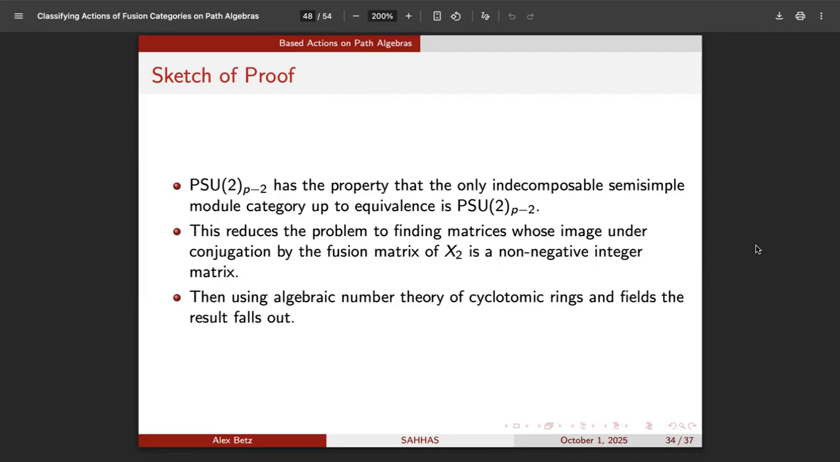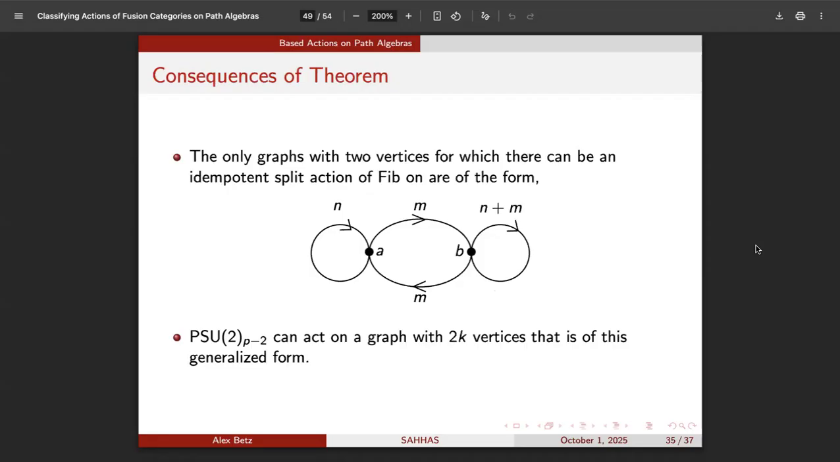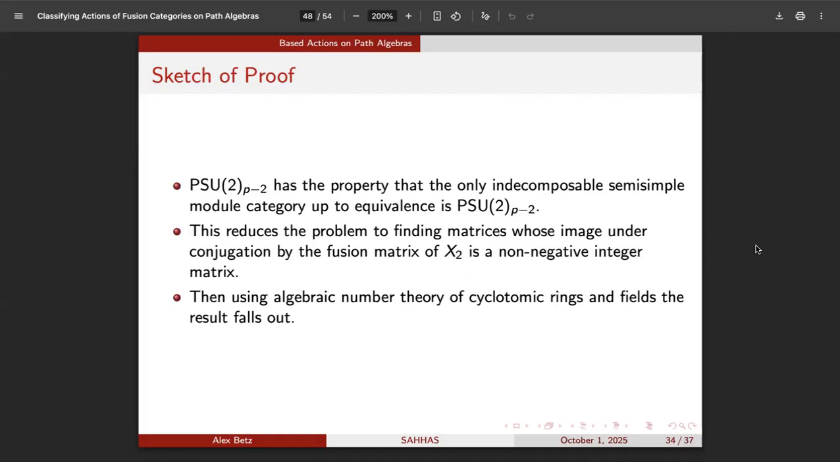It's interesting and unique that the reason why this is true is not some abstract category theory nonsense, but I had to get my hands quite dirty and really learn cyclotomic ring theory to figure out this result. And so, to explain what this result is actually saying: the Fibonacci category, remember, is an example of PSU2, it's PSU2 at level 3.